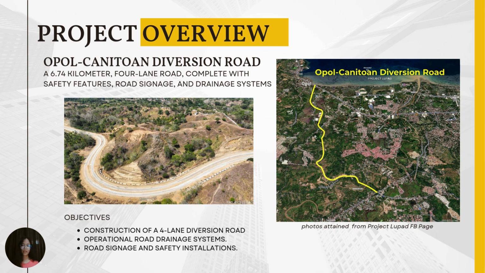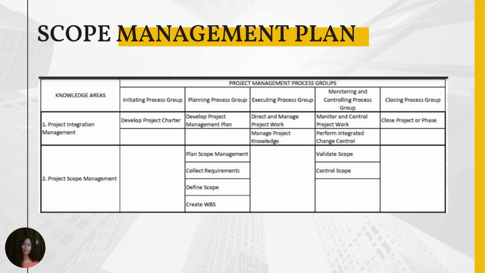So to discuss further about the scope of this project, we have curated a scope management plan. And of course, from the knowledge areas, we have five processes for the project scope management. First is plan scope management, collect requirements, define scope, create the WBS or the work breakdown structure, validate scope, and control scope. So these five processes are important to curate the scope management plan.